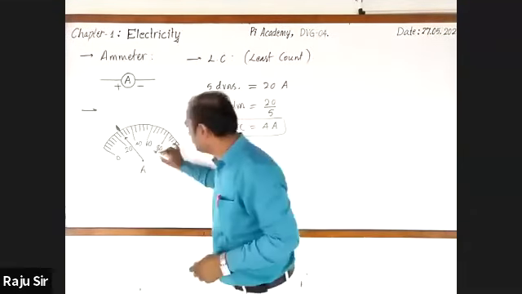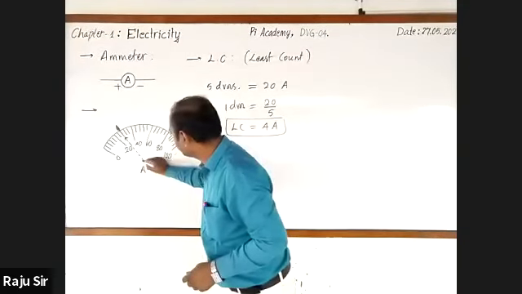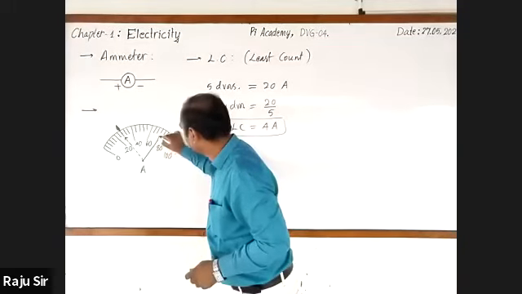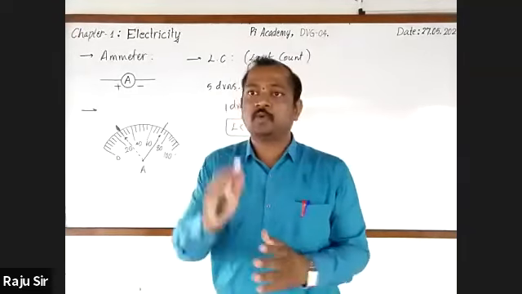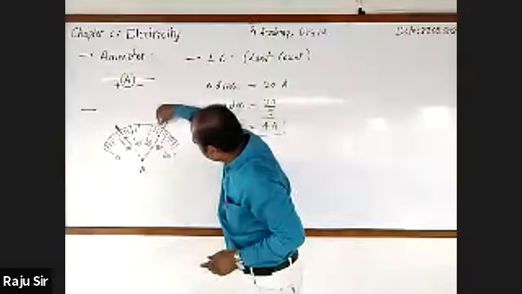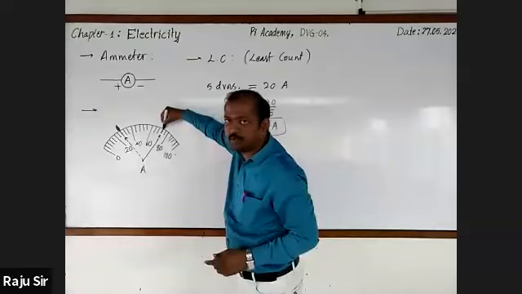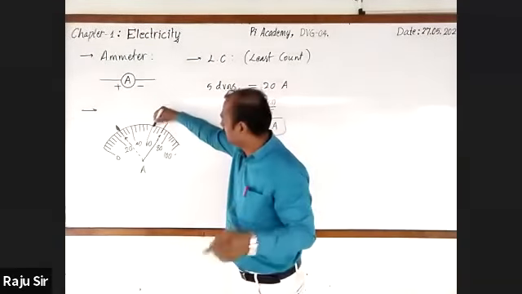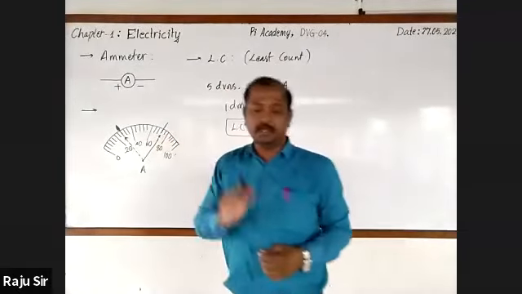Now let me give you another reading. 72 amps. Hope that you are understanding. So 60, then 1, 2, 3. Third division. First division 4, second division 4, third division 4. 4 plus 4 plus 4, 12. 60 plus 12. It is 72 amps.